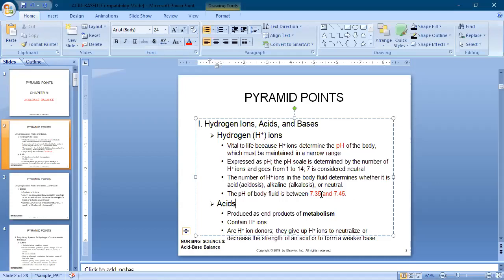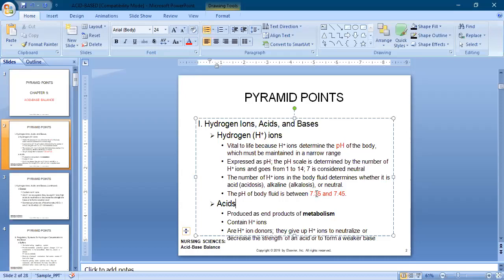So if your pH is not in this range, your body chemical reactions will not occur. Why? Because the enzyme is super important for any chemical reaction. Chemical reactions take place because of enzymes. And enzymes work when the pH is between 7.35 to 7.45. Enzyme is a protein. The protein will change its configuration if the pH is less than 7.35 or more than 7.45.